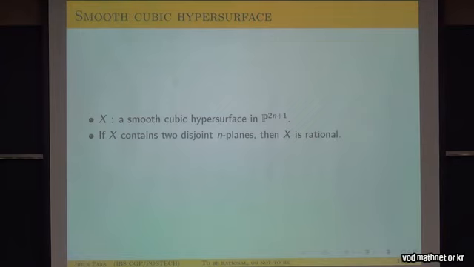All right, then we can generalize our observation. If X contains two disjoint n-planes, I replace the line by n-planes. In P3, the cubic surface case, our n in that case is 1. That's why a one-dimensional plane, which is a line. But here, in P^(2n+1), if X contains two disjoint n-planes, then X is rational. Same reason. You can play exactly the same way. Then you can show this is rational. You can construct the birational map.